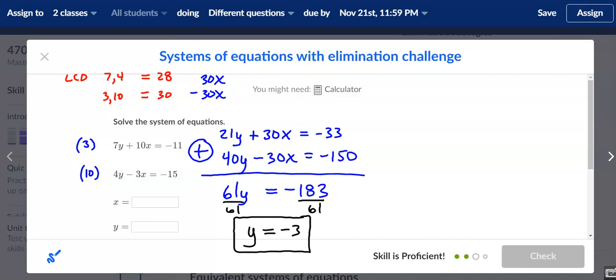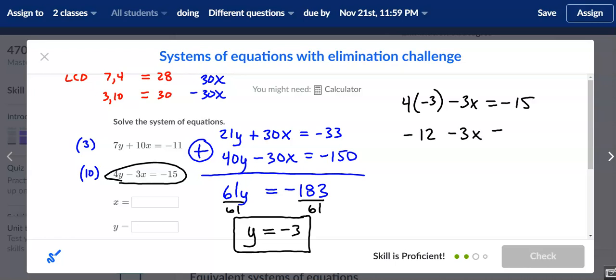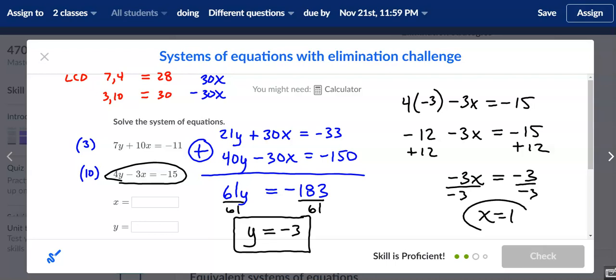Negative 3. So now I'm going to substitute negative 3 into whatever equation looks the nicest. Maybe I'll do this one. So instead of 4y, I'm going to do 4 times negative 3. Subtract 3x, equals negative 15. That's negative 12 minus 3x equals negative 15. I want to get the variable by itself, so let's leave the negative 3x alone and add 12 to both sides. And I'll get negative 3x equals negative 3. Divide, divide, and I get x equals 1.